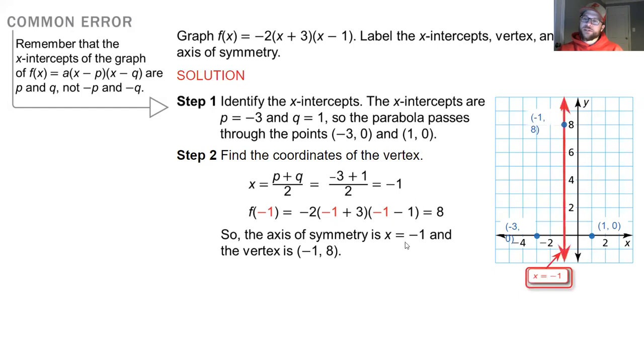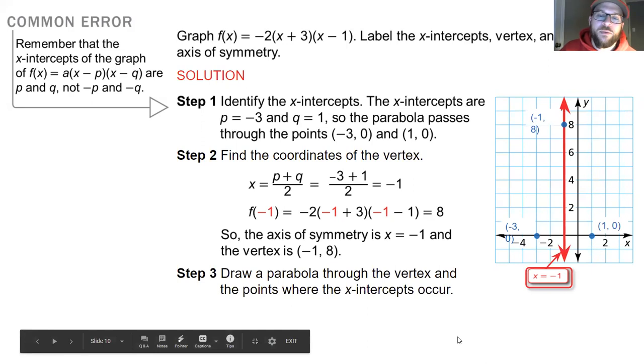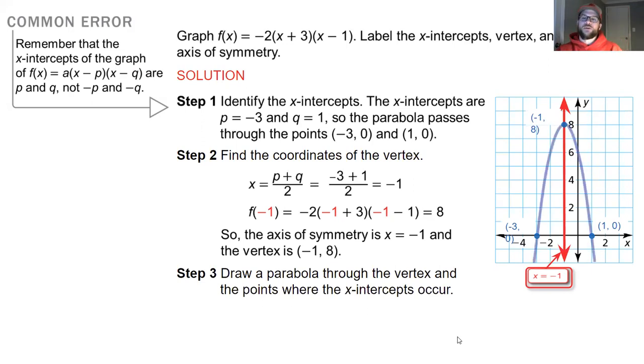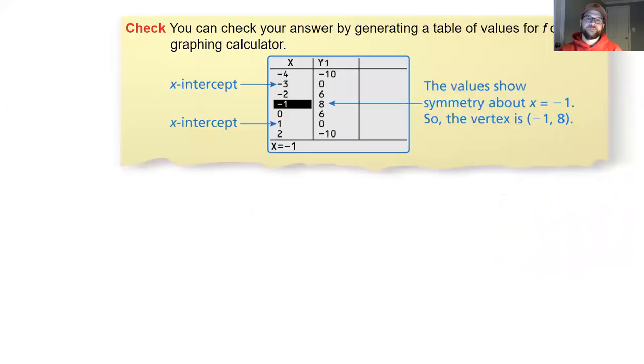Which makes sense because the vertex is above your x-intercepts. Our a is -2, which means the graph should be pointing down. So that vertex is a maximum value, starting at the top of 8 and then going down to both the left and the right-hand side. So then you draw your parabola through that vertex and the points where the x-intercepts occur.